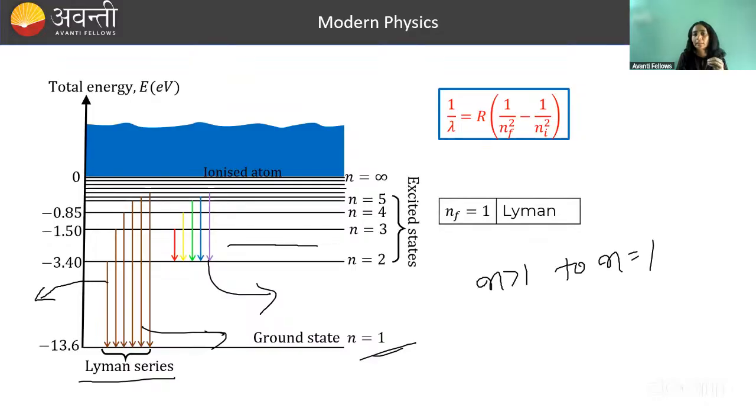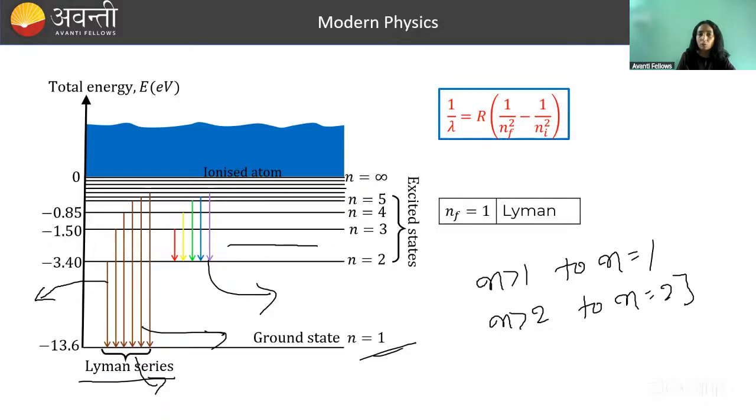If excited atom jumps from any excited state to n equal to 2, so if n is greater than 2 and it is jumping to n equal to 2, then we will get another series. This is called Balmer series. And Balmer series lies in the visible region. जैसे यहाँ पे देखो colorful lights दिखाए गए. So this lies in the visible region.